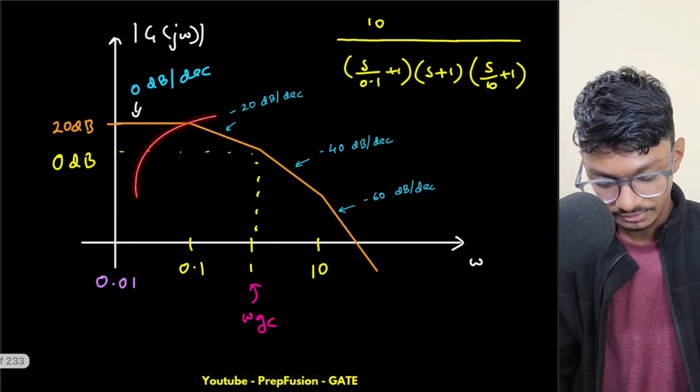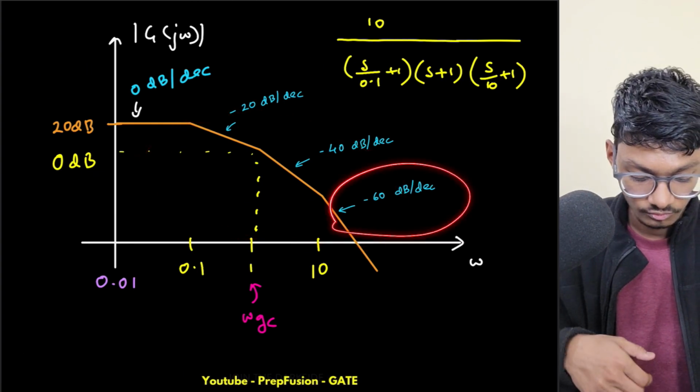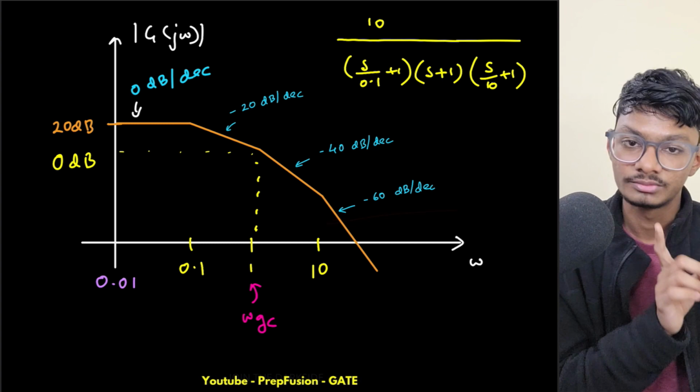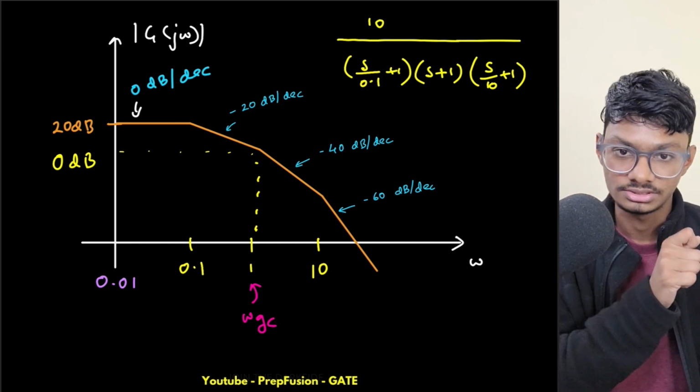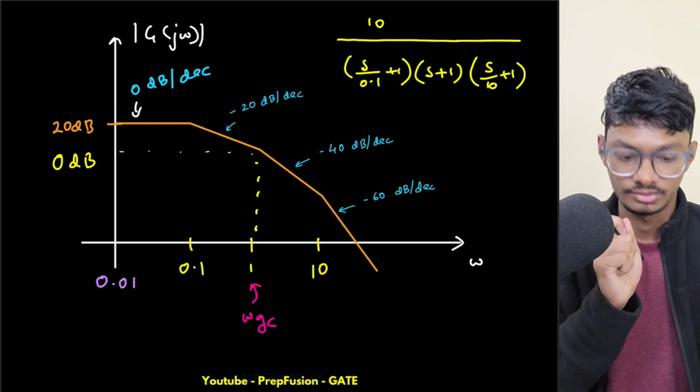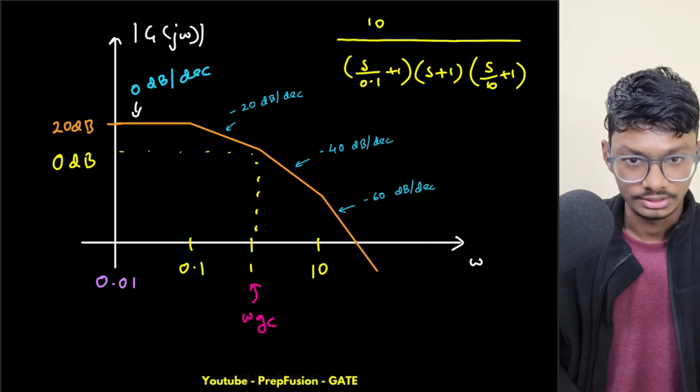Here also you can cross verify the slope. What is the slope at the end? Minus 60 dB per decade. What was that formula? Minus 20 into n minus m. Minus 20 into 3 minus 0, which is minus 20 into 3, which is minus 60 dB per decade. So this is also satisfying.